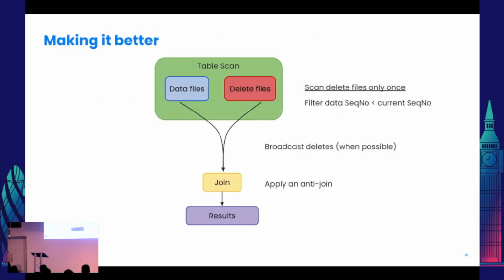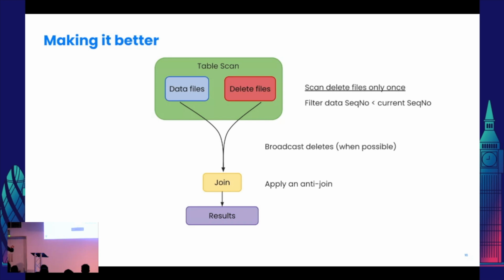A better approach is we do the table scan once. We scan the data files, and we scan the delete files only once, instead of scanning the delete files in every split. And then we do a filter based on that. There's more detail on this in a blog I can share afterwards.